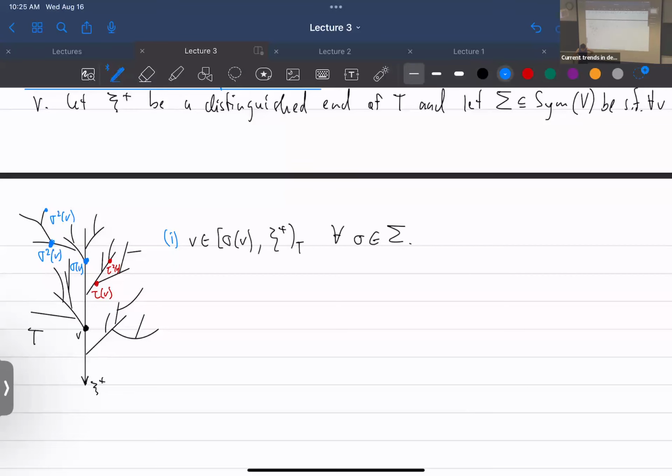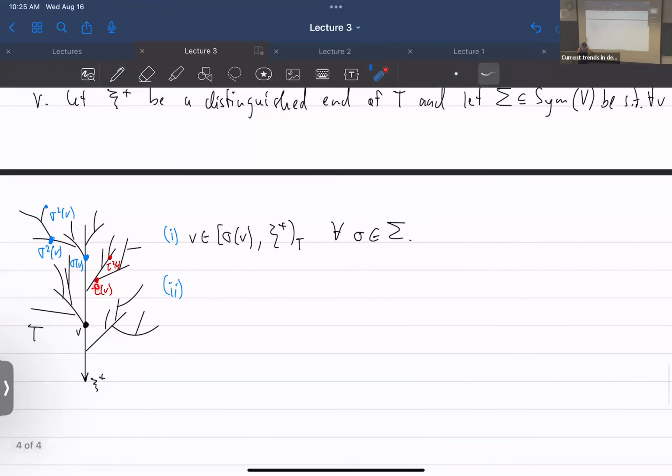And then condition 2 is that for two different permutations, sigma and tau, they have to go in different directions. Not immediately, but eventually. So V is mapped by sigma to here. It can't be mapped by tau to here because it would go through it. It basically has to be incompatible. So I express this by saying that V does not belong to the line from sigma V to tau V. I guess sigma is in blue here.